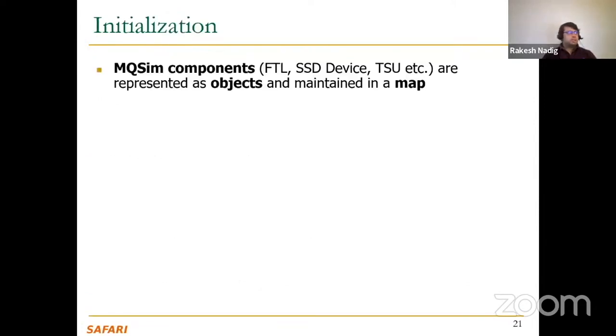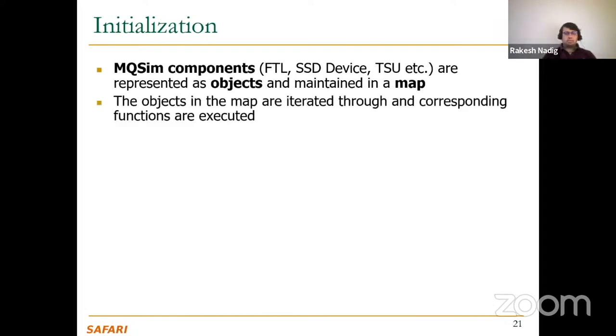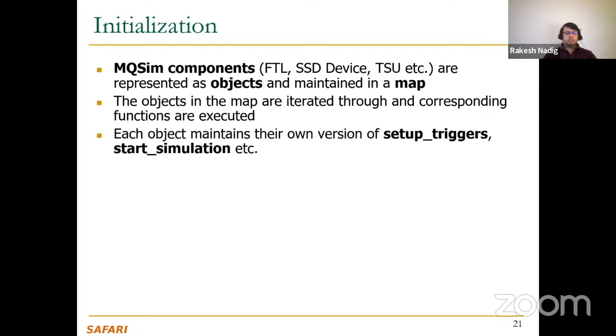Now we look at the initialization of MQSim. MQSim components like the FTL, the SSD device, or the transaction scheduling unit are represented as objects and are maintained in a map. These objects in the map are iterated through and corresponding functions are executed. Each object maintains its own version of the different interfaces which are required for the simulator to call the objects.